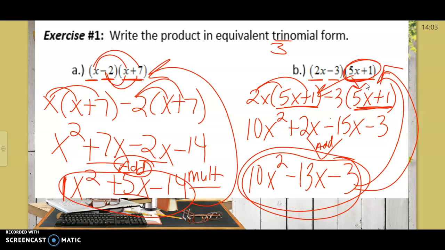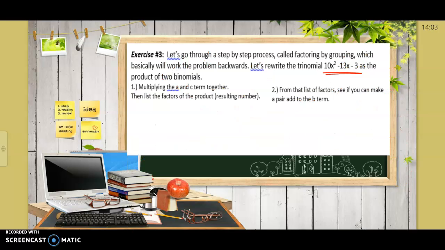And that's kind of the reason why I showed you how to multiply that way. So let's go through this 6-step process. First thing we want to do is multiply the A and the C term together. So when we label these, this is the A, this is the B, and this is the C, in that order, because it's in standard form. We talked about standard form like the first day. So 10x squared minus 13x minus 3.